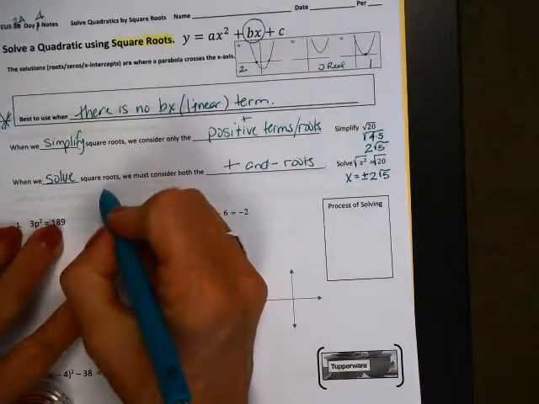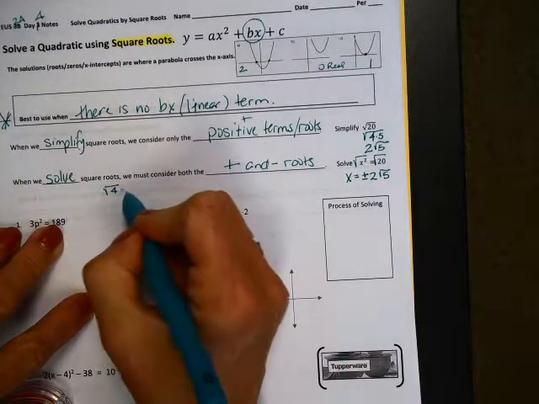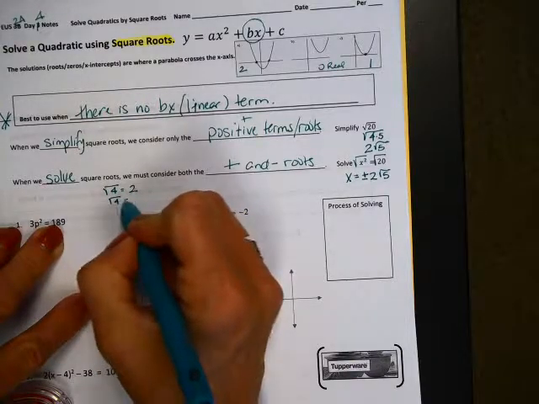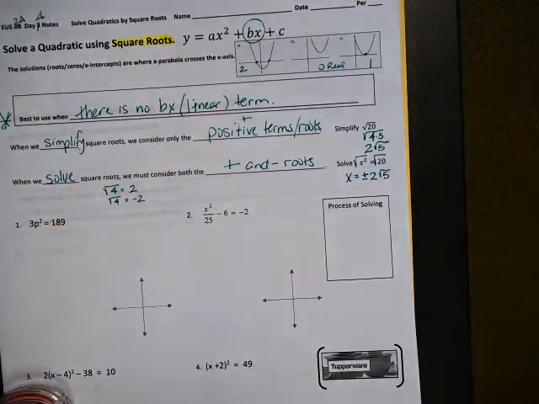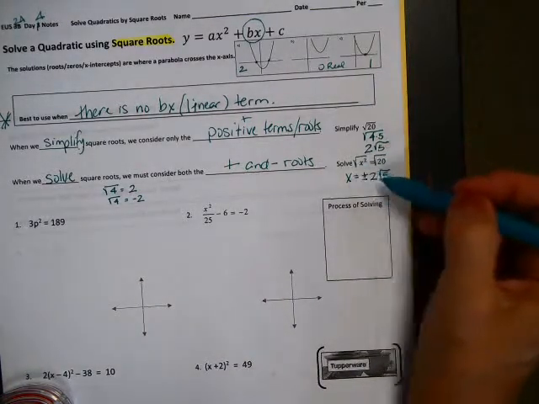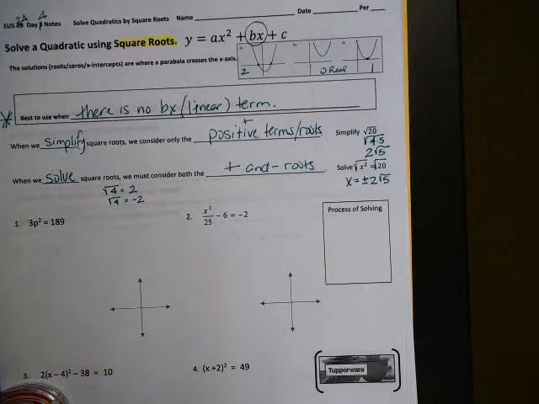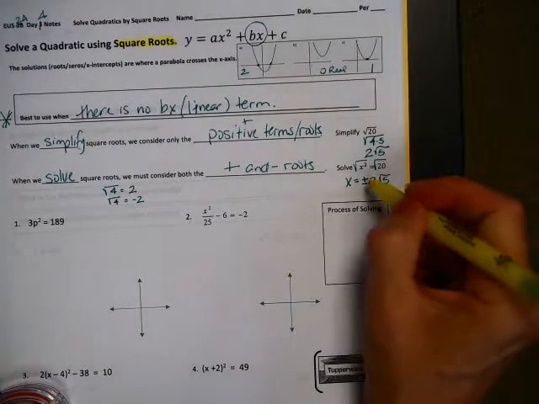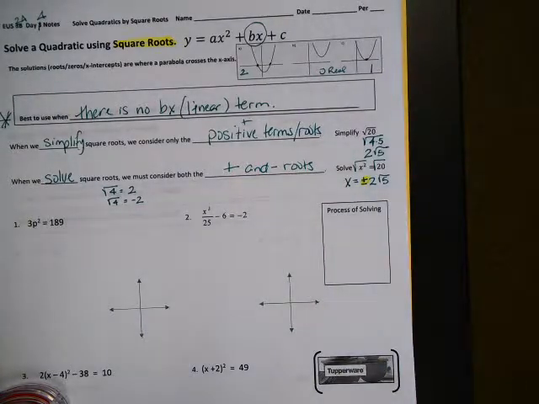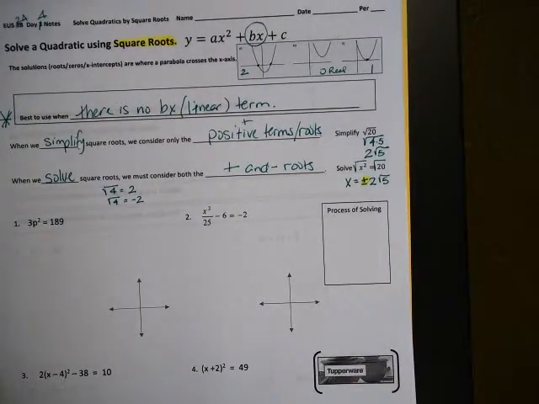If you think a minute, square root of 4 could either be positive 2 times positive 2, or negative 2 times negative 2. So when we simplify, we only look at your positive answers. When we solve, we are always going to have the plus and minus. So that means I actually have how many solutions? 2. Alright, so let's go down here and try one.